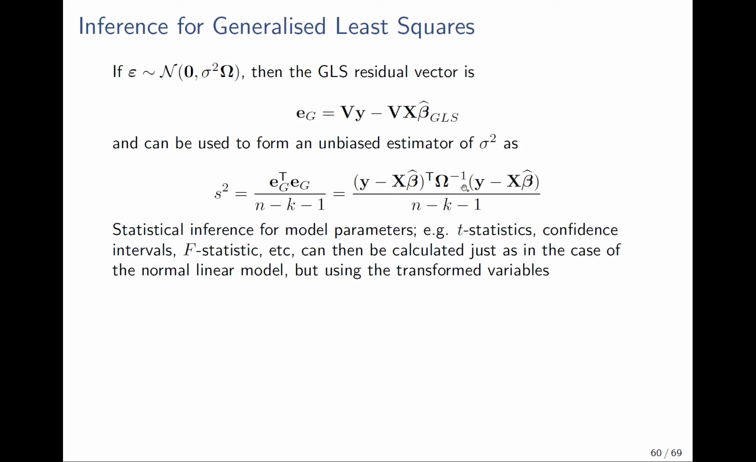And statistical inference from the model parameters, for the t statistics, the confidence interval, the f statistic, etc., can then be calculated just as in the case of the normal linear model, but using the transformed variables. And since the transformed model satisfies all of the assumptions, all of the inference machinery from lecture 5 carries across directly, and we end up with good, valid inference from generalized least squares.